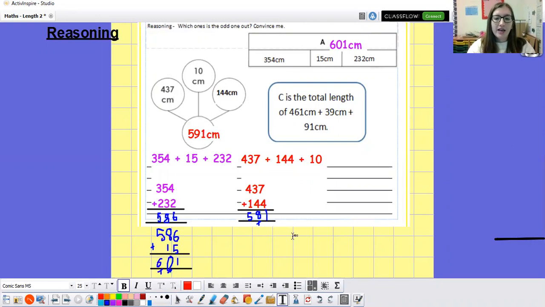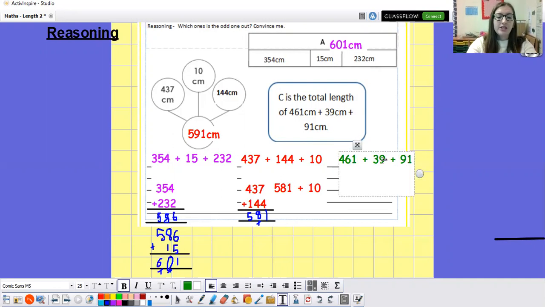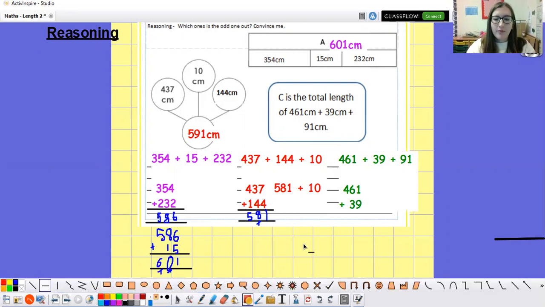And I'm just going to show here that we did 581 add 10, so that we show that we have done it. And then for C, I'm going to choose one final colour. Let's choose green. For C, then we need to do 461 add 39 add 91. So we need to do 461, and let's add 39, making sure I've got my straight lines for my equal sign.